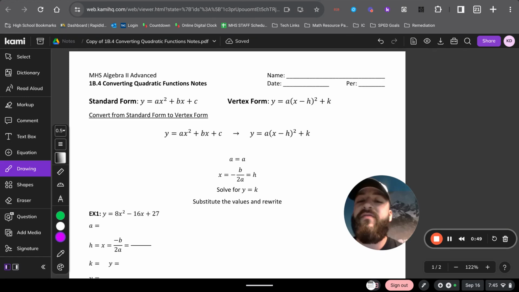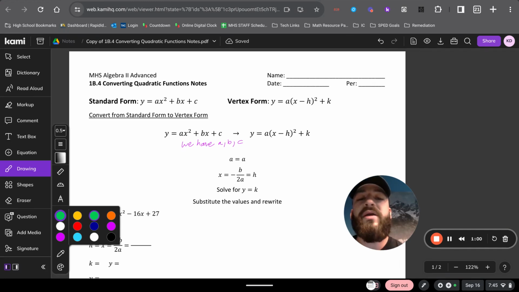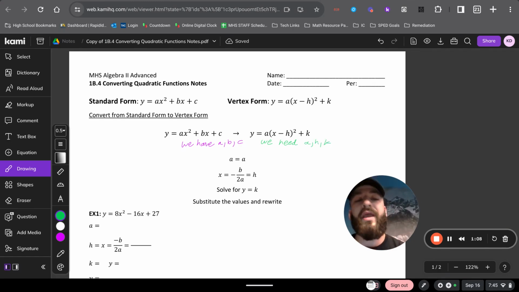So we have a, b, and c. And what we want, if we're converting from standard form over to vertex form, is that a, h, and k. So we're trying to take our coefficients of a, b, and c in standard form and get them into those coefficients of a, h, and k over in vertex form. Now, the good news right off the bat: a in standard form is the exact same a that's in vertex form. And so we already have a from standard form. We can just take it straight over into vertex form.